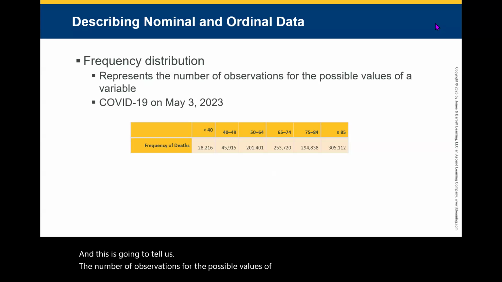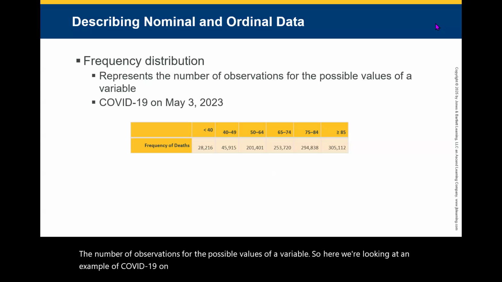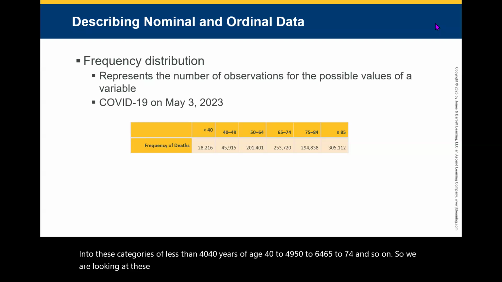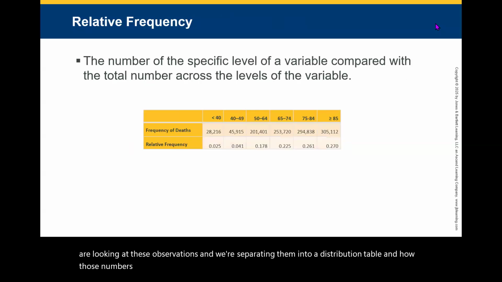So here we're looking at an example of COVID-19 on May 3rd, 2023. Okay, so here we're looking at this data and we're separating it into these categories of less than 40 years of age, 40 to 49, 50 to 64, 65 to 74, and so on. So we are looking at these observations and we're separating them into a distribution table and how those numbers were distributed based on age.